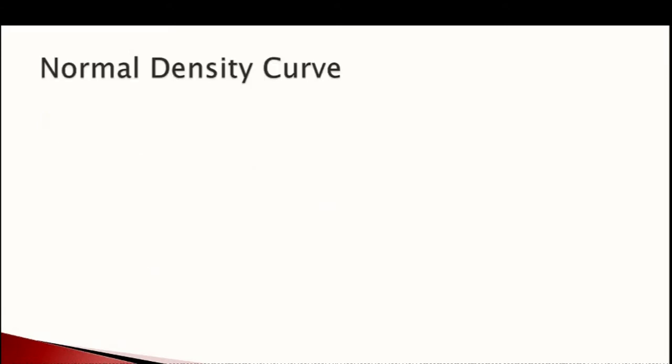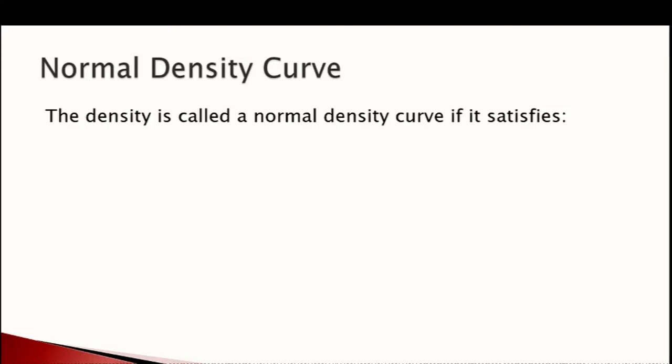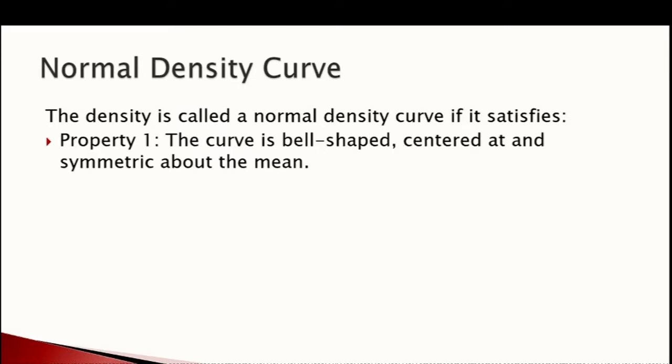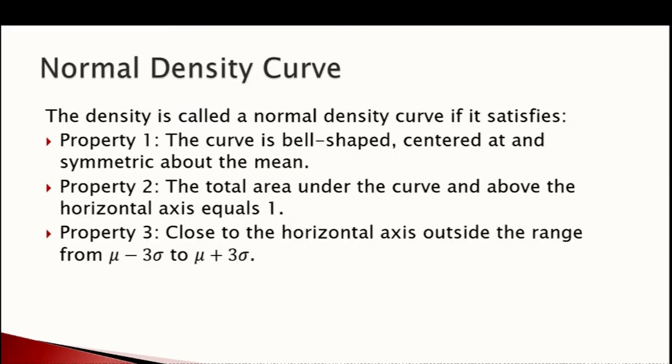So we mentioned the normal curve. What is a normal curve? The normal curve is a curve that satisfies some properties. Actually, I have three of them. The first one: the curve is bell-shaped, centered at, and symmetric about the mean. Property 2: the total area under the curve and above the horizontal axis equals 1. Property 3: the curve is close to the horizontal axis outside the range from mu minus 3 sigma to mu plus 3 sigma.